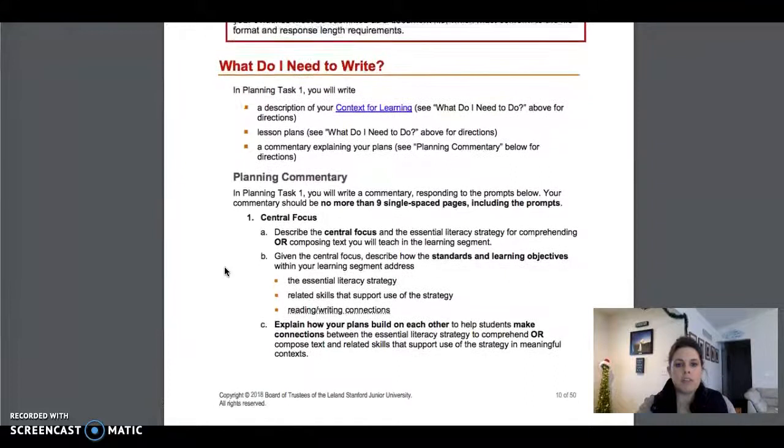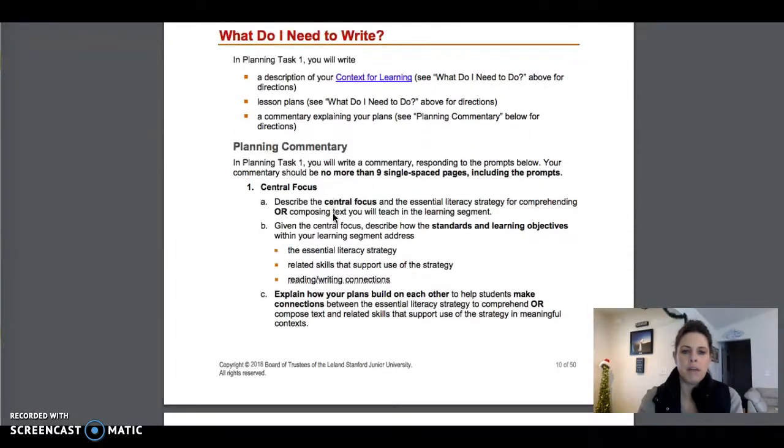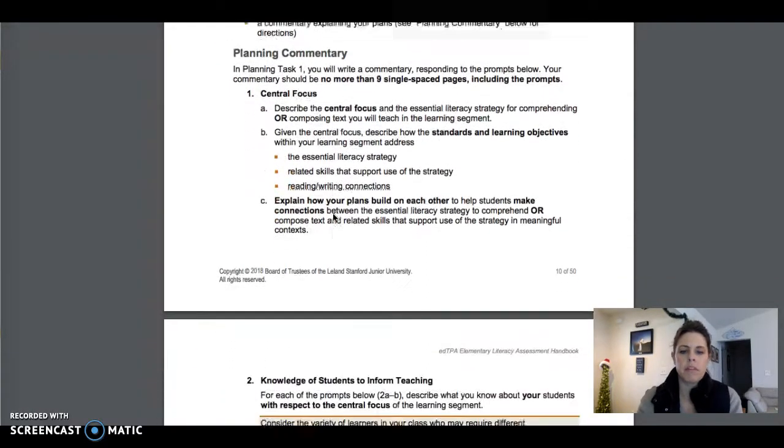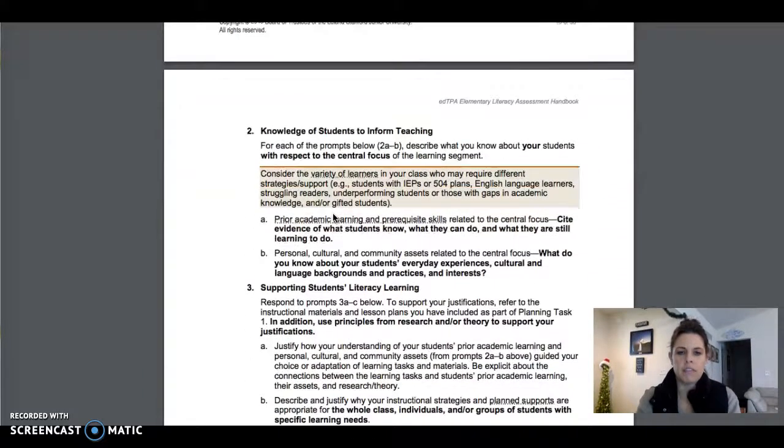So what do you need to write? The planning commentary comes at the very end, so I'm going to hold off on that because I want us to get the planning part finished. The planning commentary will come once you've done the rest of this.